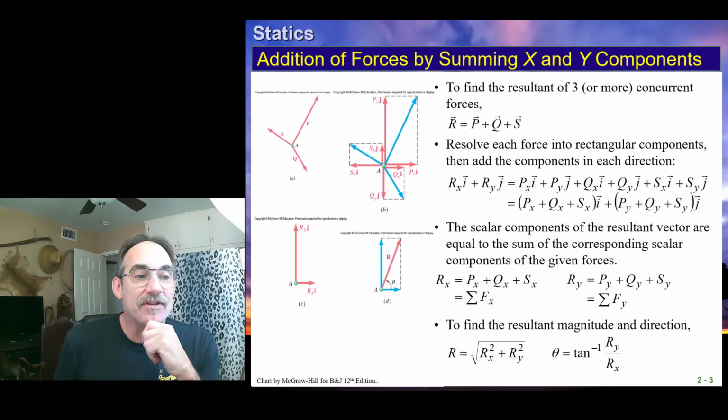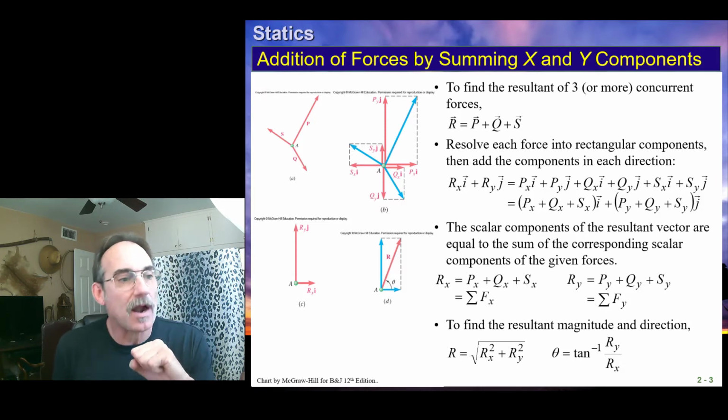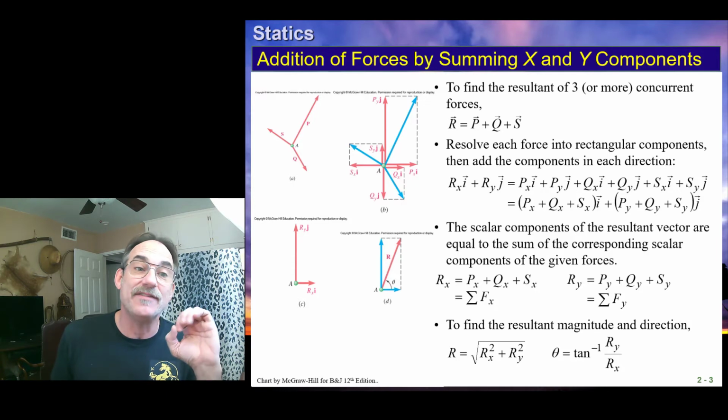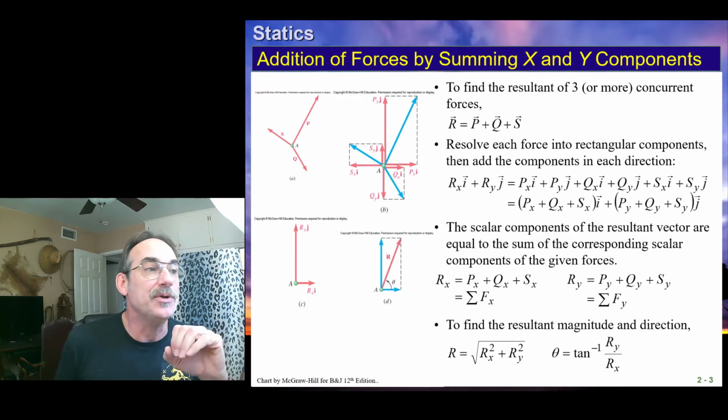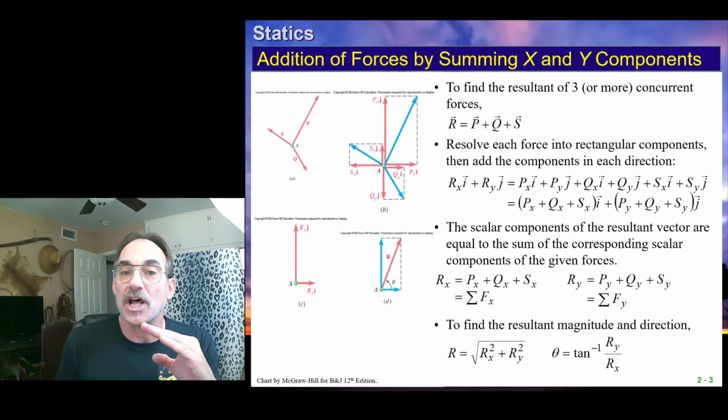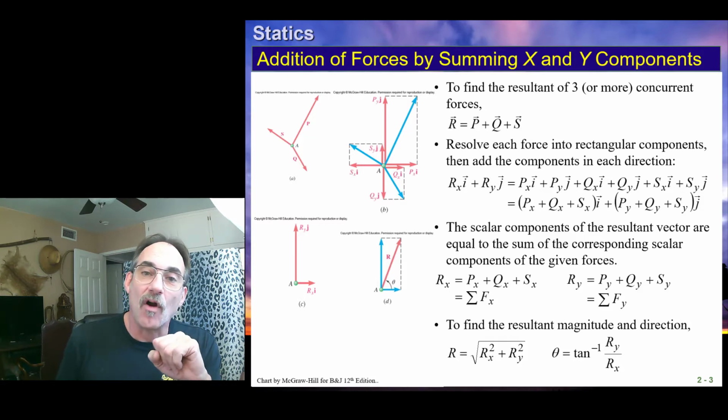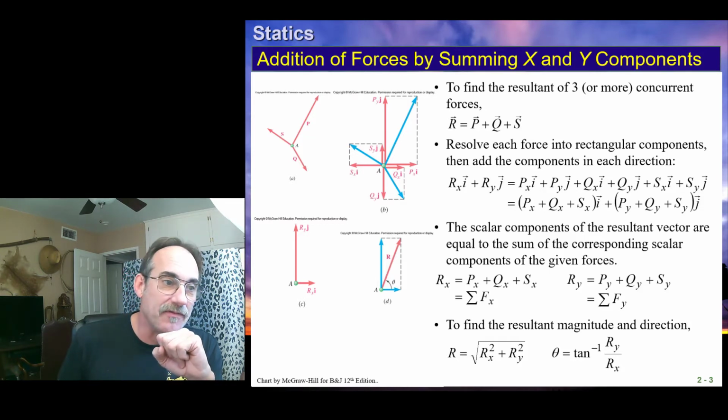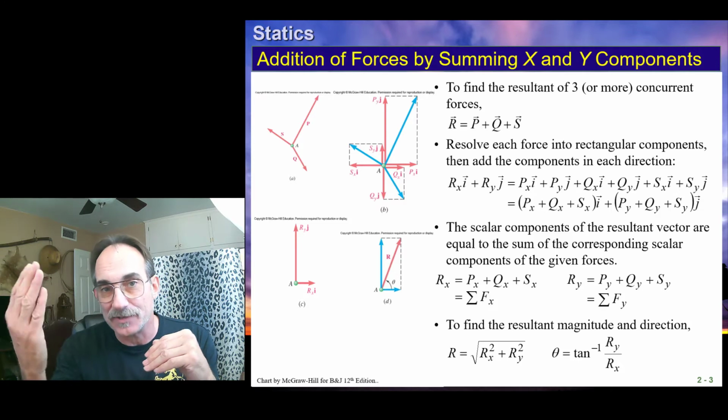Okay, once we have the two components, we can get the magnitude of the resultant by simply taking the square root of the sum of the squares. So Rx squared plus Ry squared, square root of all that, gives you the magnitude of R. And to get the angle with the horizontal, you take Ry over Rx and take the inverse tangent of that, since the tangent of the angle is the opposite over the adjacent.